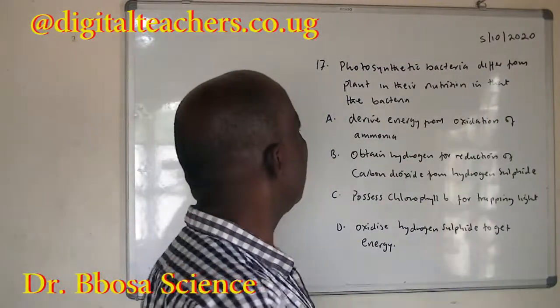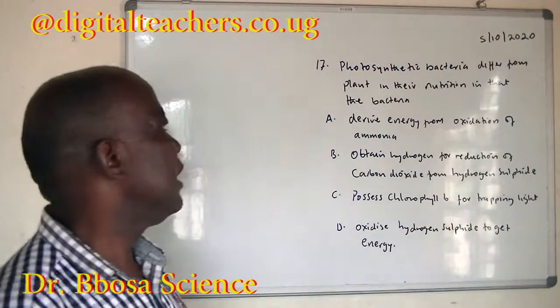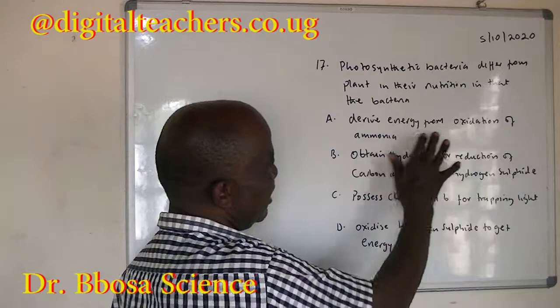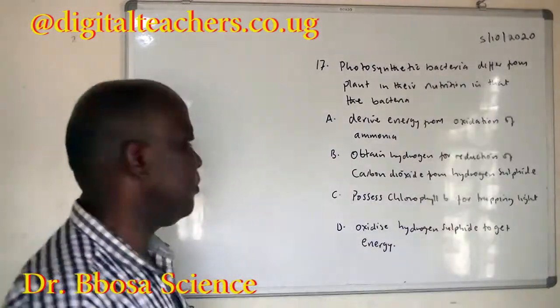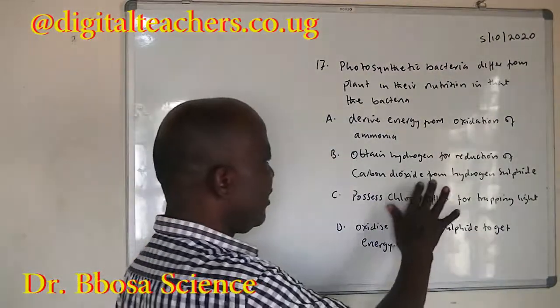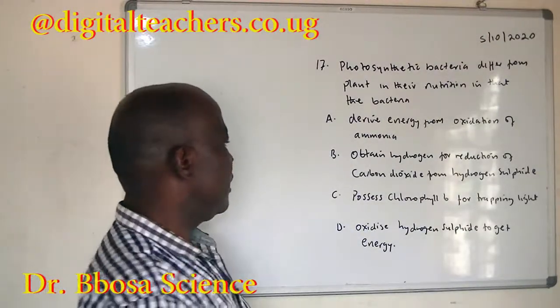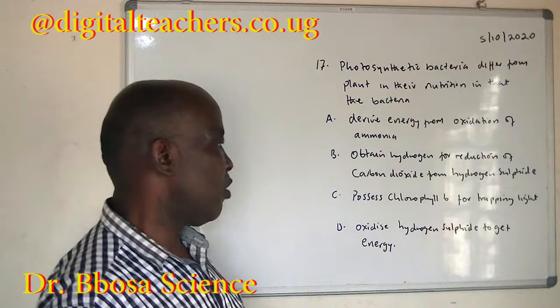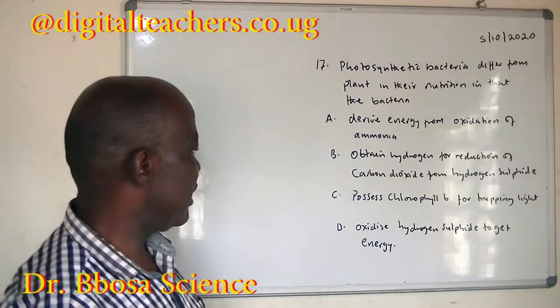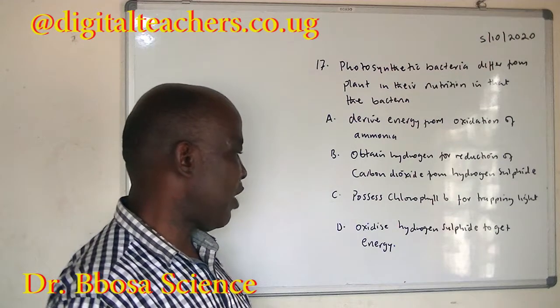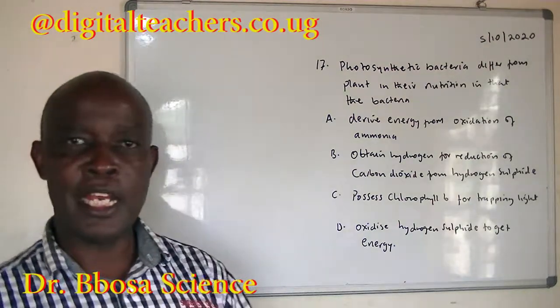Number 17. Photosynthetic bacteria differ from plants in their nutrition in that A. bacteria derive energy from oxidation of ammonia. B. Obtain hydrogen for reduction of carbon dioxide from hydrogen sulfide. C. Possess chlorophyll B for trapping light. D. Oxidize hydrogen sulfide to get energy.